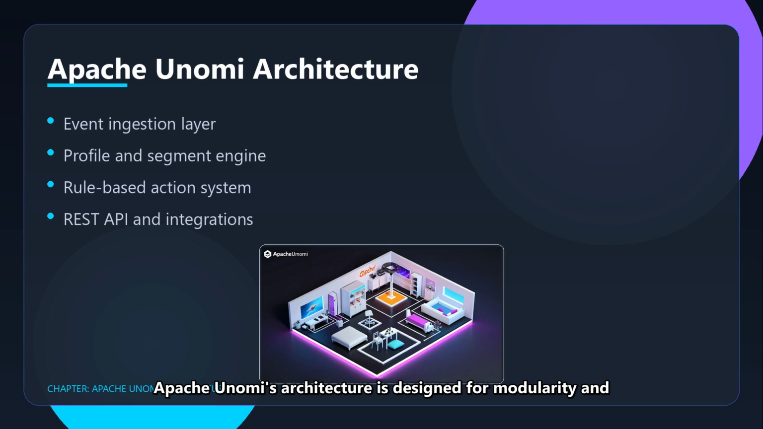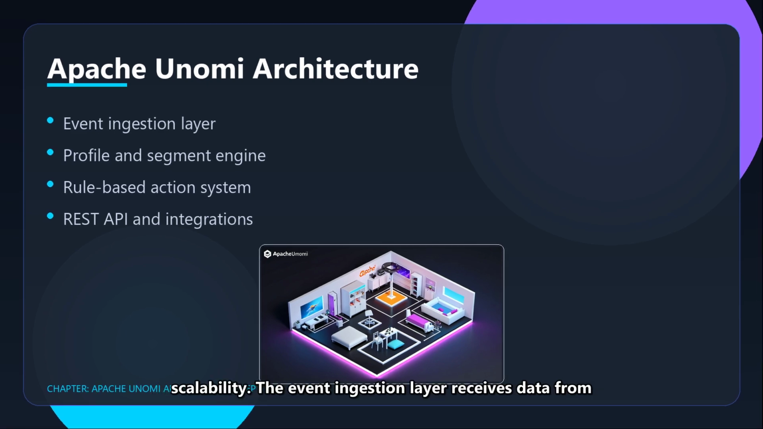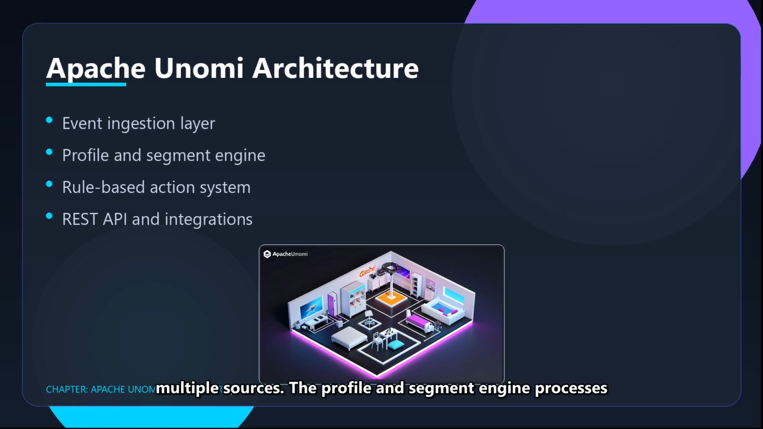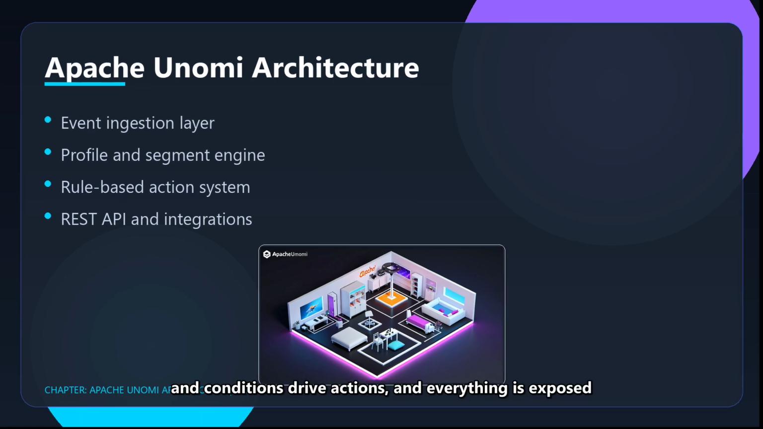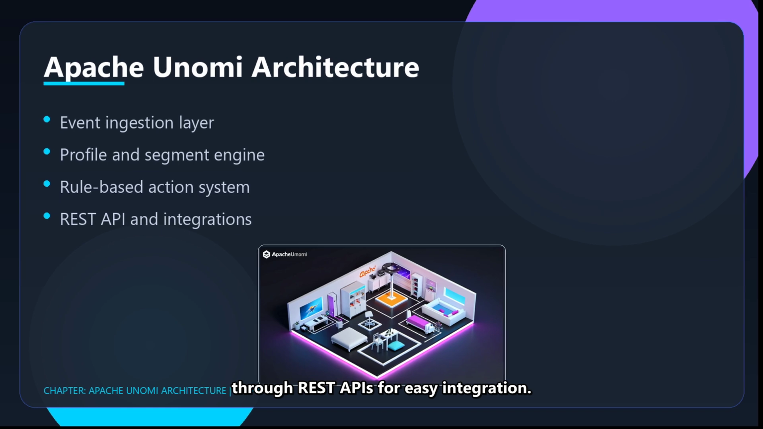Apache Unomi's architecture is designed for modularity and scalability. The event ingestion layer receives data from multiple sources. The profile and segment engine processes this data to build real-time user profiles. Rules and conditions drive actions, and everything is exposed through REST APIs for easy integration.